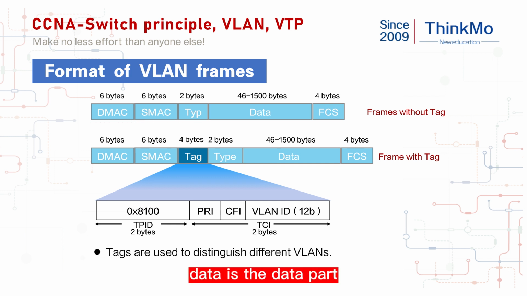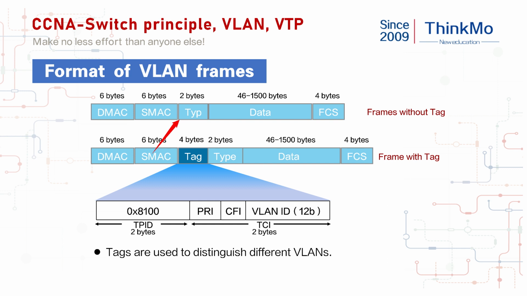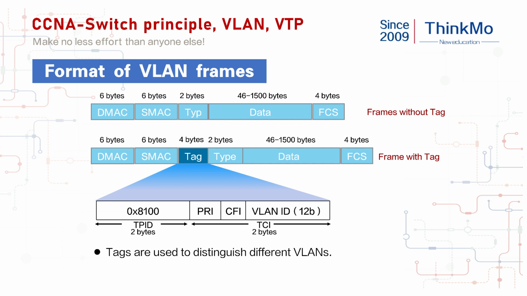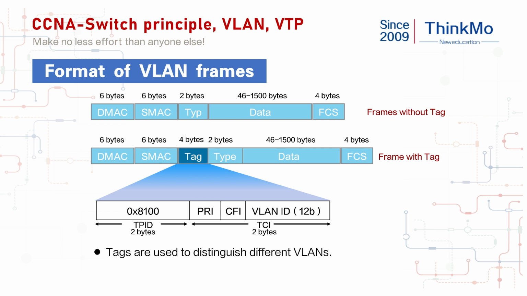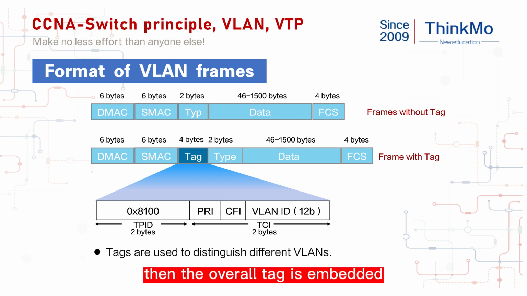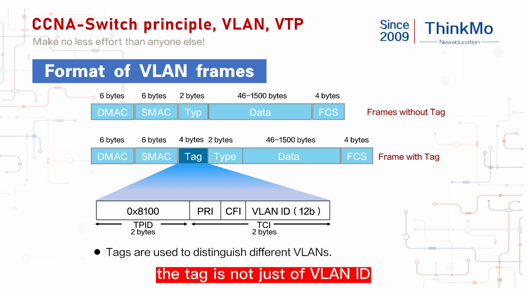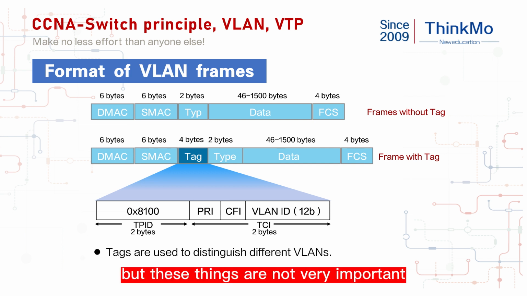Data is the data part. This tag is inserted between the two of them. This type indicates what protocol the upper layer is. This is the destination MAC and source MAC in the second layer, and the checksum. Then the tag is embedded in the overall data frame. The tag is not just a VLAN ID. It contains a lot. But these things are not very important.